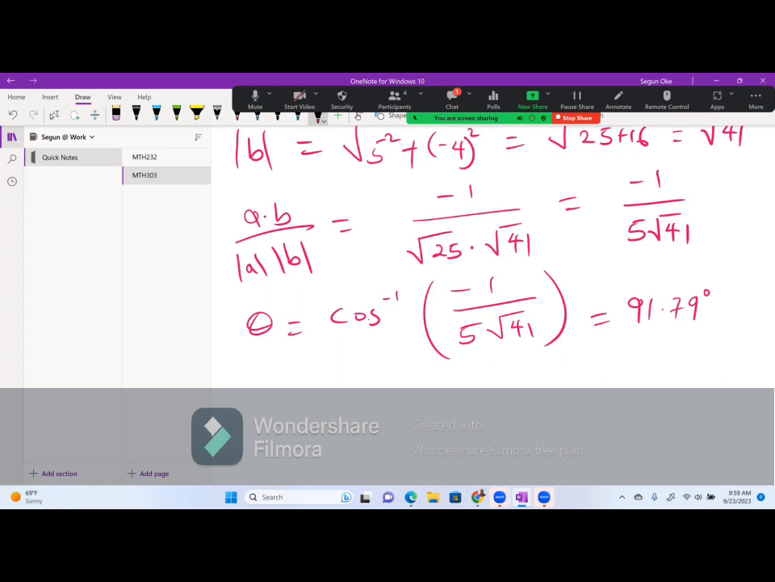Anyway, let's proceed. Let's look at the cross product of two vectors. Cross product of two vectors.